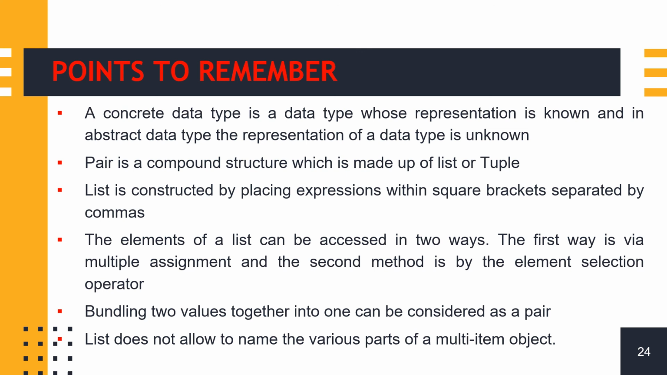the representation of the data type is unknown. These are points to remember. A pair is a compound structure which is made up of a list or tuple. A list is constructed by placing expressions within square brackets separated by commas. The elements of a list can be accessed in two ways. The first way is via multiple assignment, and the second method is by the element selection operator. Bundling two values together into one can be considered a pair. A list does not allow naming the various parts of a multi-item object.